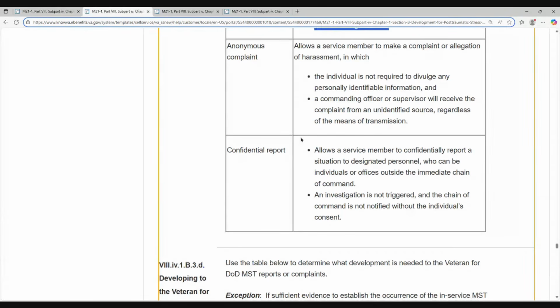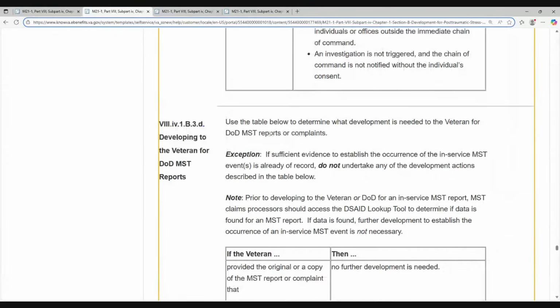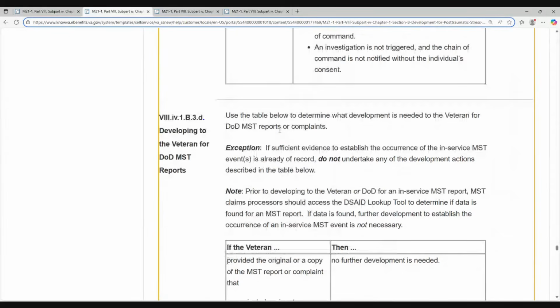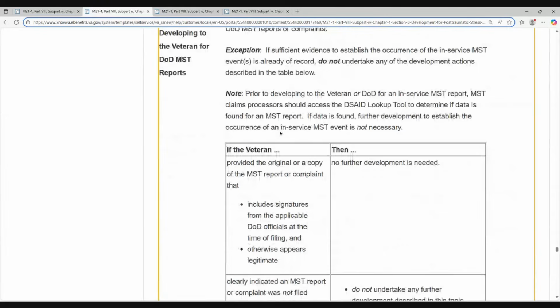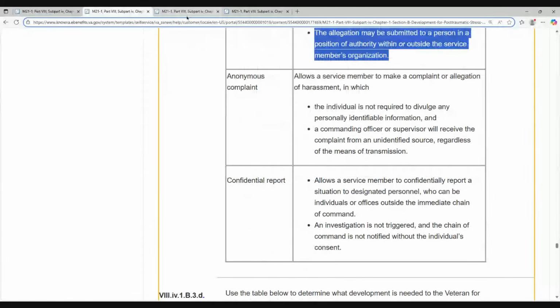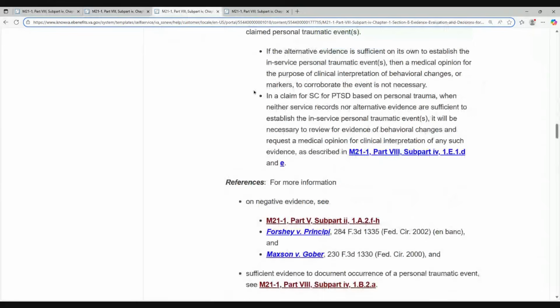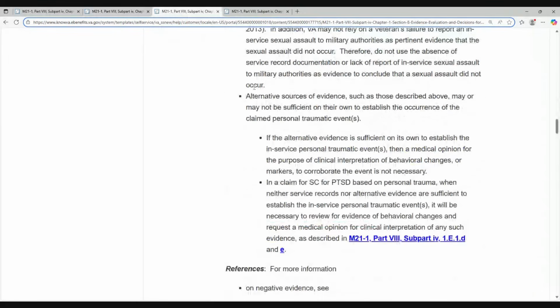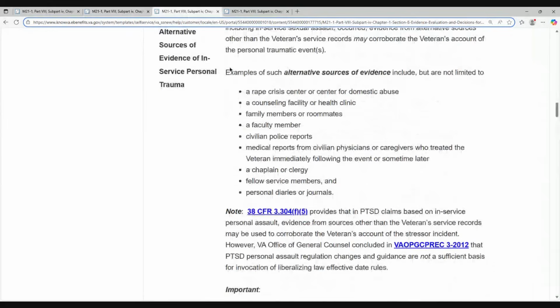And then we just go on here and there are more tables for the VSRs to follow. The video is already at 26 minutes, so I'm going to transition to something else here.